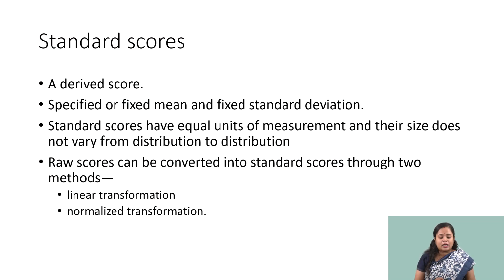The standard scores have equal units of measurement, and the size does not vary from distribution to distribution because all these scores are based on normally distributed scores. The kind of problem which occurs in age-equivalent norms and grade-equivalent norms is that those norms have no equal unit of measurement, but standard scores do. The raw scores can be converted into standard scores through two methods: first is linear transformation and second is normalized transformation.